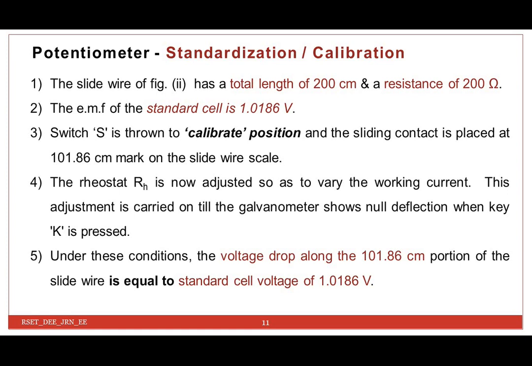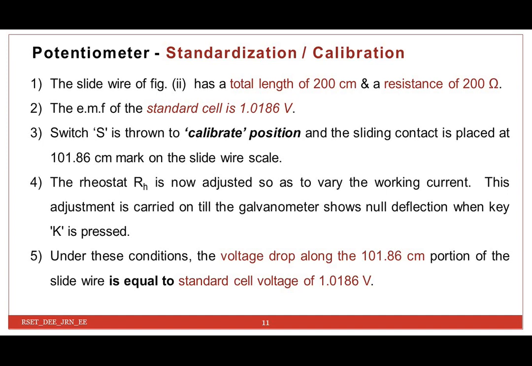The slide wire as shown in the figure, let us assume that it has a total length of 200 centimeter, L equal to 200 centimeter, and a resistance of 200 ohm. For simplicity, we have taken similar values. So R, capital R, is equal to 200. The EMF of the standard cell, which is available in the market, has a value like 1.0186 volt.